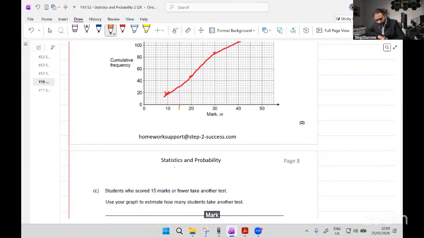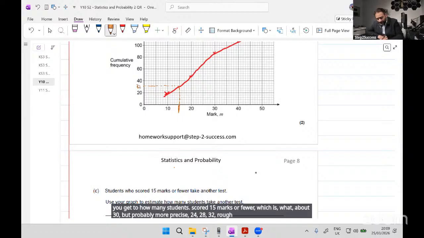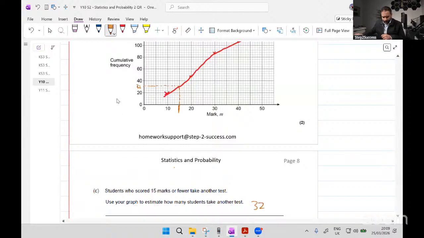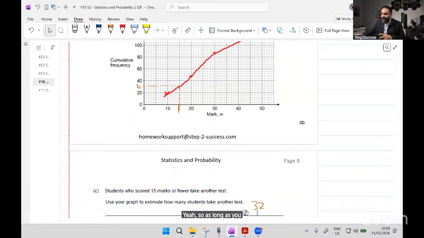So if you go to 15 on here, which is there, and read up, you get to how many students scored 15 marks or fewer, which is what? About 30, but it's probably more precise, 24, 28, 32, roughly. So I would go with an estimate of 32 for that one. Yeah, so as long as you read up from 15 and then read across, that's what you want to be able to do.